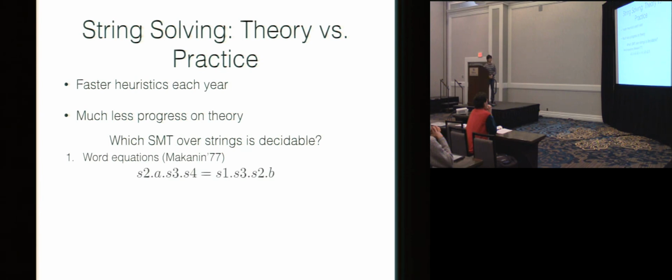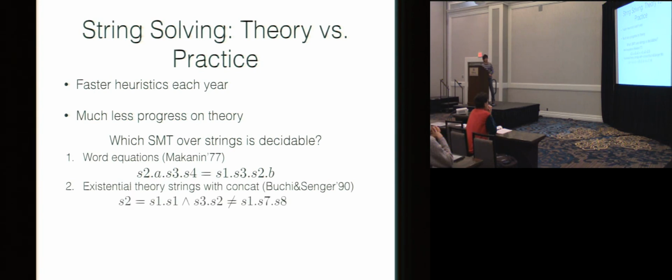Let's start with the most classical result that everybody cites, Makanin's result, that word equations, which are basically just string logic with only the concatenation operator, are decidable. So you can express things like that. It is actually only a single equation. Buchi and Senger, I think I'm citing the journal version, proved in the 90s that the general existential theory over strings with concatenation can be reduced to just one single equation like that. So you can, for example, write something like this.